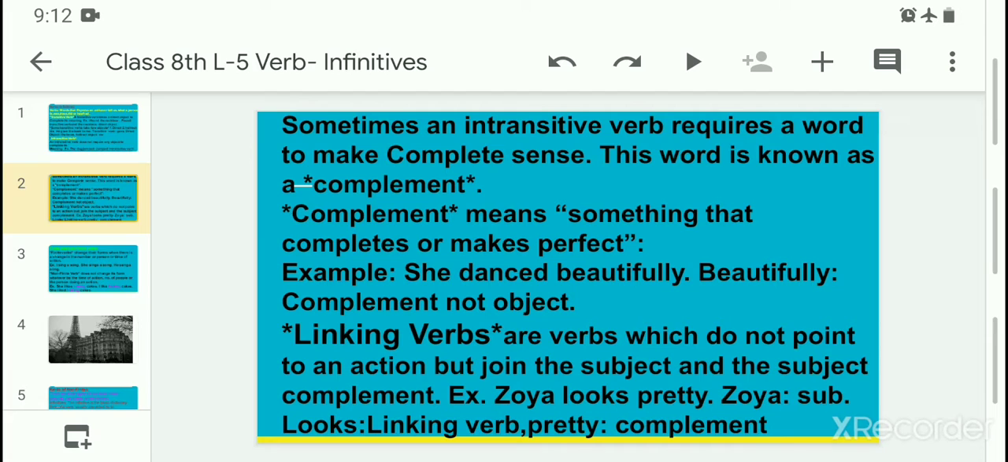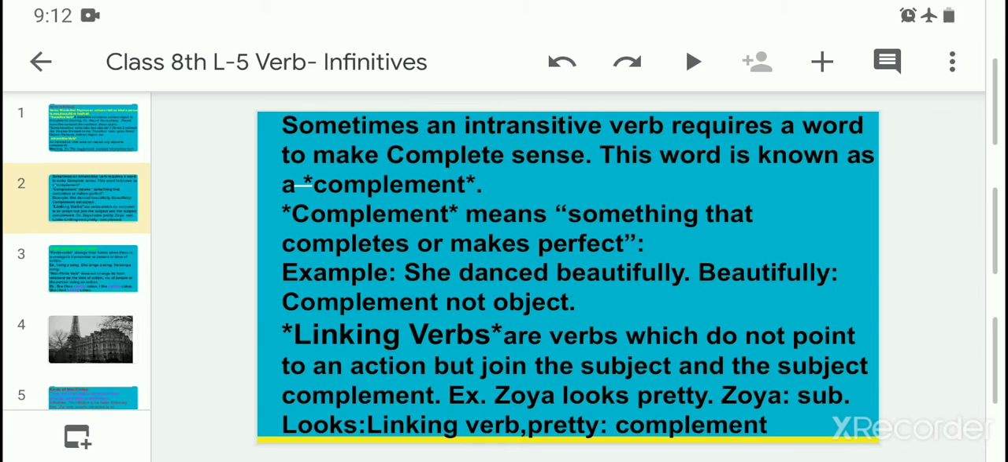Next है, sometimes an intransitive verb requires a word to make a complete sentence. Word means कि that is known as complement. It is in intransitive verb only, right? Sometimes an intransitive verb requires a word, not an object, to make complete sense. This word is known as a complement. So complement means something that completes or makes perfect, right?